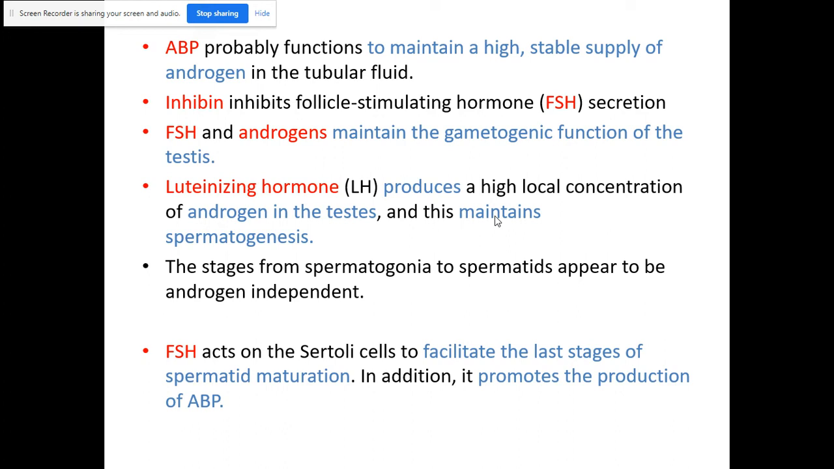The stages from spermatogonia to spermatids appear to be androgen independent, so they do not depend on androgen. However, the maturation from spermatids to spermatozoa depends on androgen acting on the Sertoli cells, in which the developing spermatozoa are embedded. FSH, or follicle stimulating hormone, acts on the Sertoli cells to facilitate the last stage of spermatid maturation. In addition, it promotes the production of androgen binding protein.